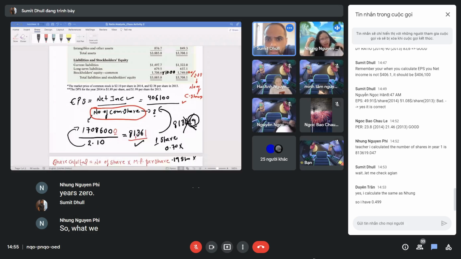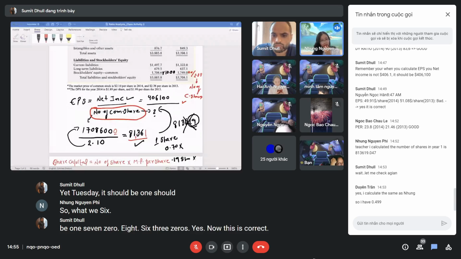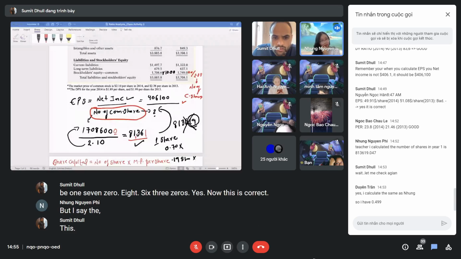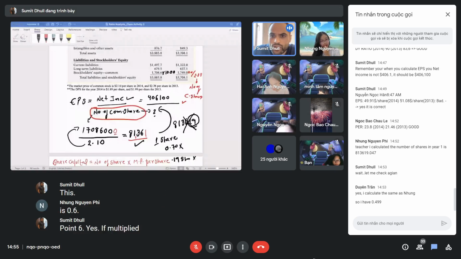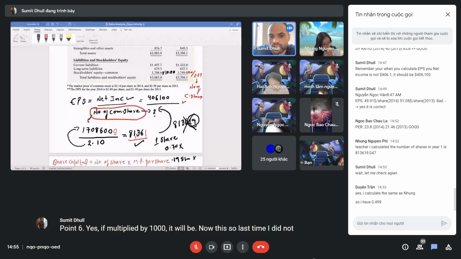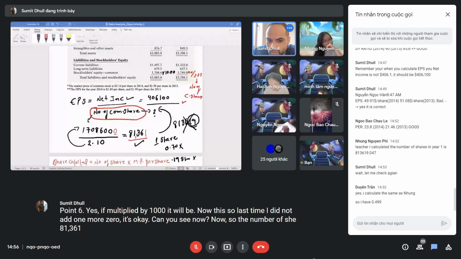It should be 1,708,6 with three zeros. Yes, now this is correct. But in the picture it is 0.6. Yes, so if you multiply by 1,000, it will be this. Last time I did not add one more zero. It's okay. Can you see now? So the number of shares will be 81,361, right?